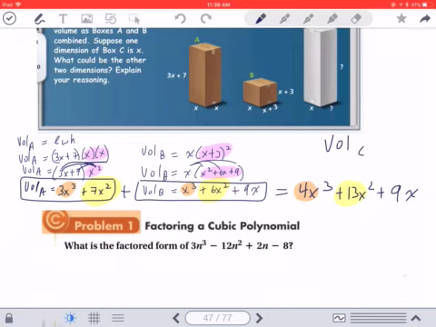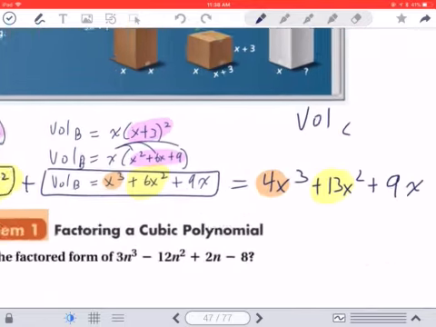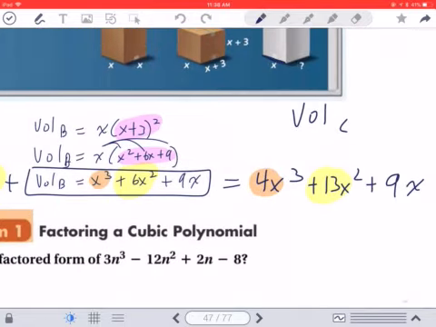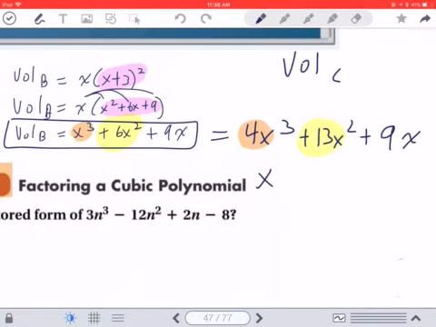So the volume of C is going to equal this. What can the dimensions be? Well, one of the dimensions is x. So if I factor out that x, I'm going to be left with 4x squared plus 13x plus 9. I just take one of these x's right out of here.